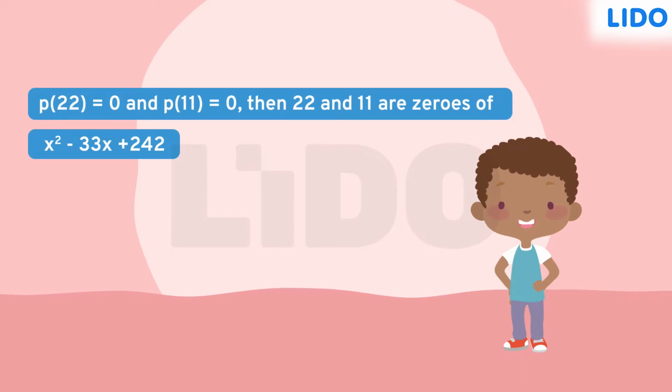Alternatively, we can verify the same using the relationship between the zeros and the coefficients of the given quadratic polynomial. Let's see what the relation is.